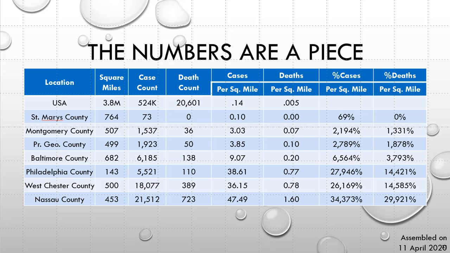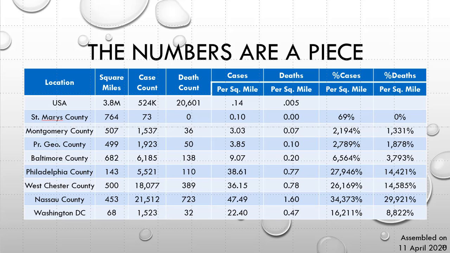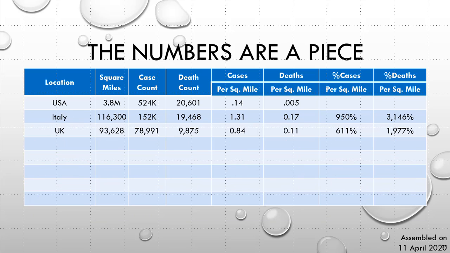I was curious about Washington, D.C., and those numbers are equally alarming. While the absolute case count number and death count number are lower, because Washington, D.C. is a very small metropolitan area, the percent of cases per square mile and the percent of deaths per square mile are well above the U.S. average and equally alarming. When you consider these numbers, and then you look back at the earlier slide where I show Italy and the UK, you can see that the numbers are pretty scary.